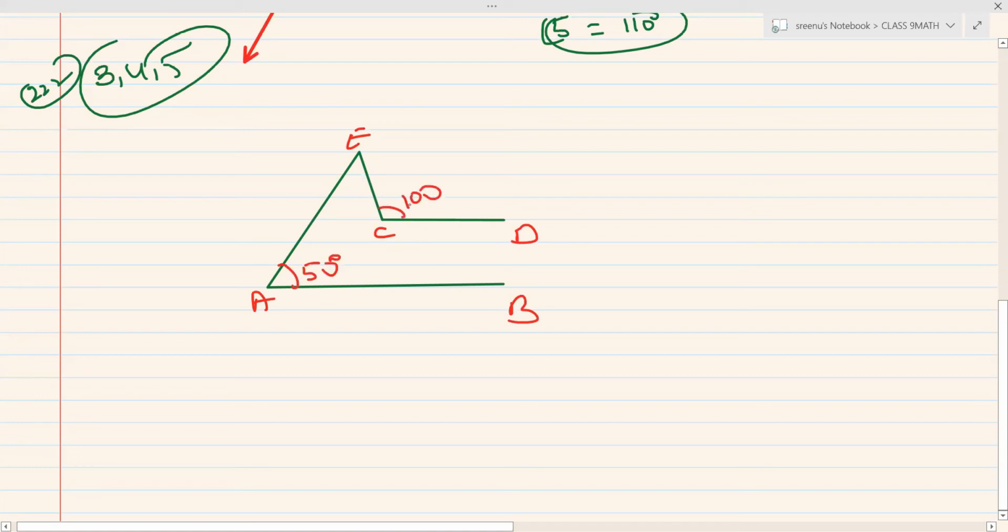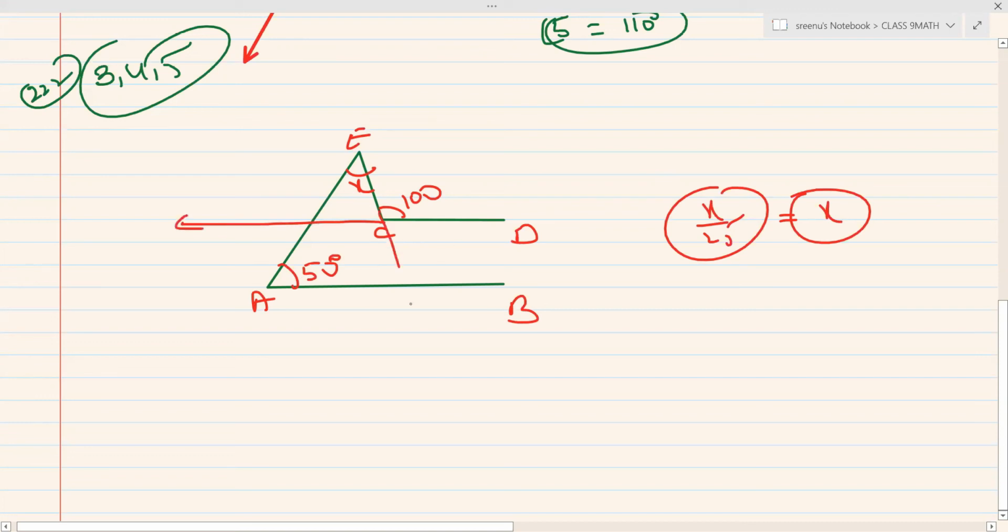Akansh, listen. Here we are asked to find X by 25. First you should know the X value. So if you extend like this, and if you extend like this, just think about it. And this will be the transversal line E. And here C and 100 are equal. C is equal to 100.